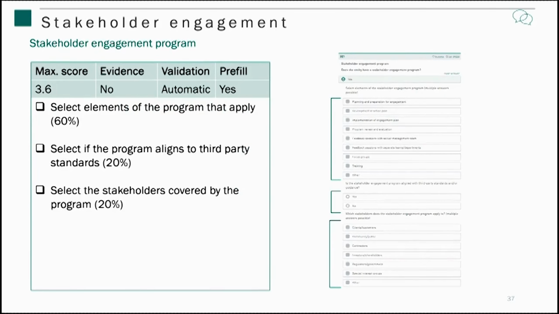The intent of the first indicator in this aspect is to assess the existence, scope, and reach of the entity's stakeholder engagement program. The first section covers the key elements of such a program. Select all which apply. This section is worth 60% of the indicator. Note whether the program aligns with third-party standards using the drop-down option. This is worth 20%. The third section covers which stakeholders the program applies to. Again, select all the applicable stakeholders. This section is worth a further 20% of the indicator.